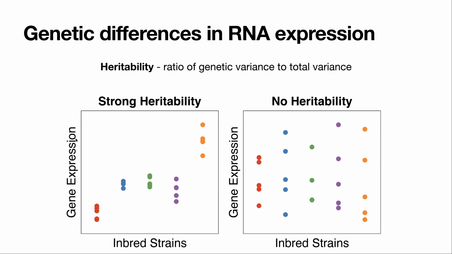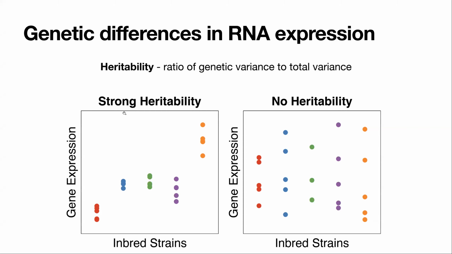So we can look at the variation within an inbred strain, so within animals with the exact same genetic background, and compare that to the variability across strains. And this gives us an idea of how much of the variability in RNA expression is controlled by genetics or by differences in the DNA.